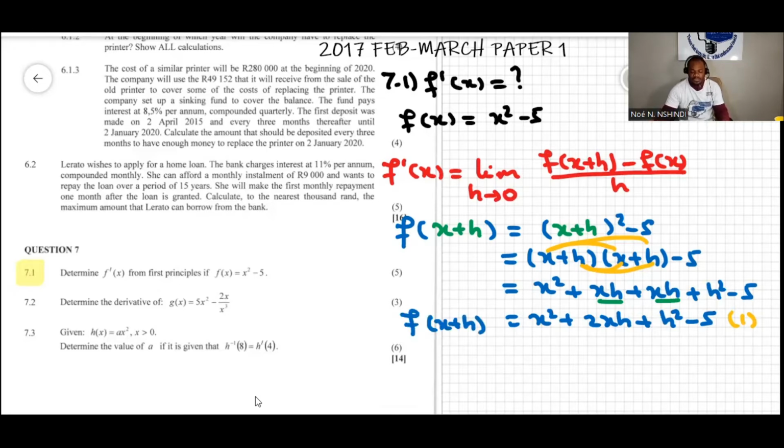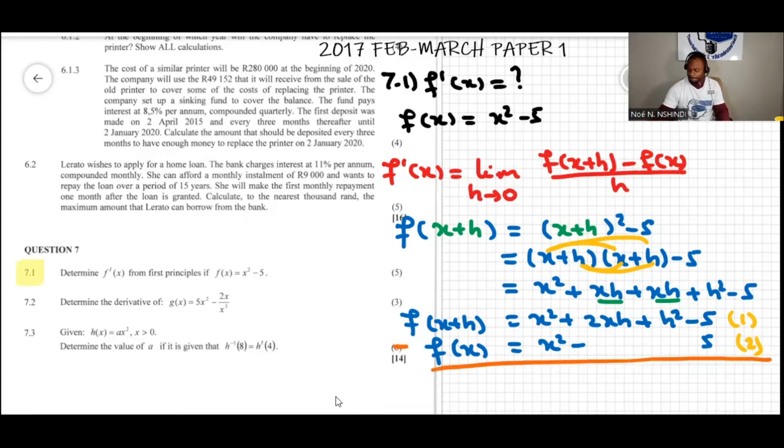Now we also know that f of x was just x squared minus 5. I prefer to write it like this. This was given, and I call it function 2. Now, when I look at my formula here, we do f of x plus h minus f of x. So let's subtract the two functions.